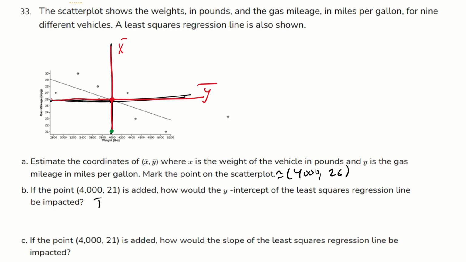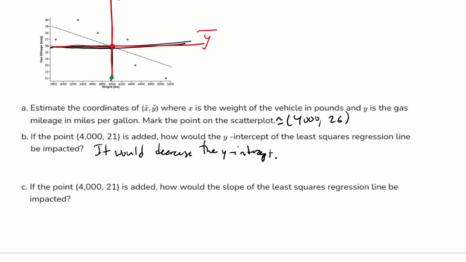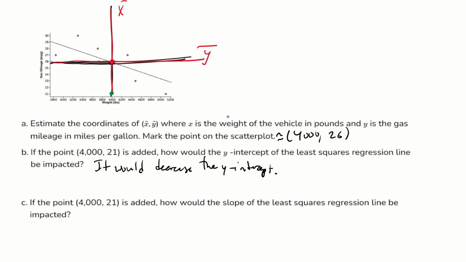Okay, so it would decrease the y-intercept. Now, if the point 4,021 is added, how would the slope be affected? It's not going to impact the slope as much. It's not going to impact it really much at all, if at all, because it's just pulling this line down. So it's going to be pulling it like this, and the slope is going to be about the same. As long as it's close to the X bar, it's not going to really touch the slope.